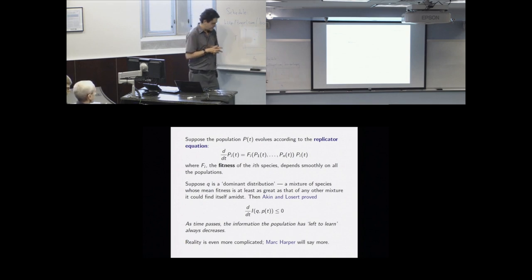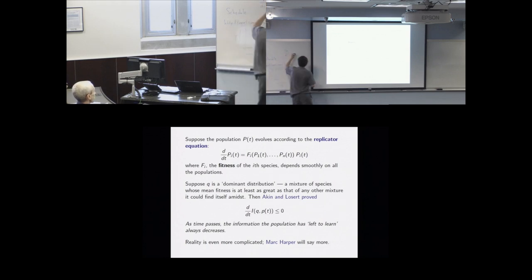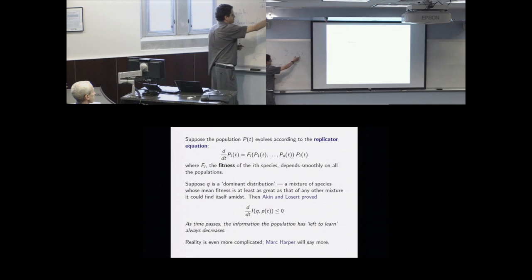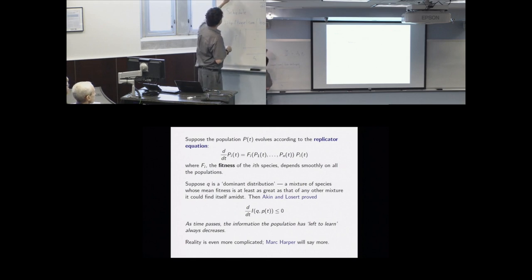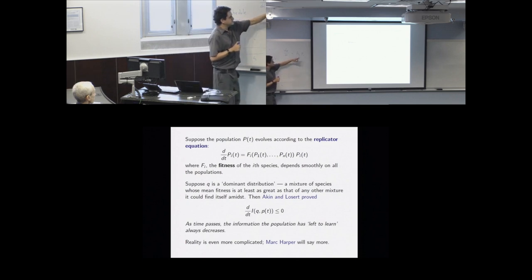A Markov process is a way for probability distributions to evolve in time that looks like this, where you have some matrix. This matrix needs to have the property that as you evolve P of i according to this equation, if initially it's a probability distribution, it stays that way. That's the definition of a Markov process. The main difference is that this is just a matrix of numbers, so this is a linear differential equation.